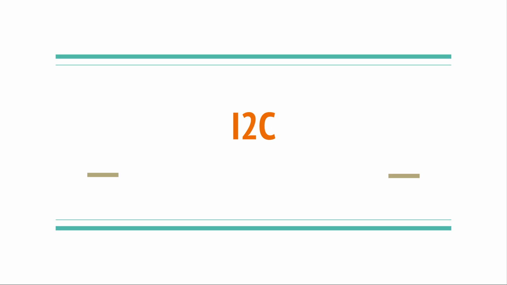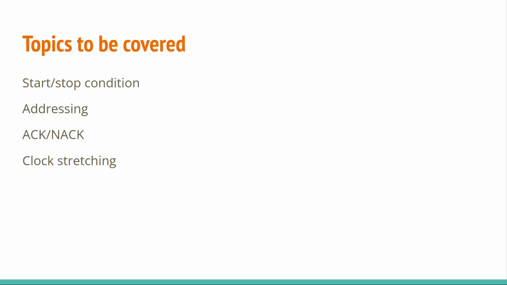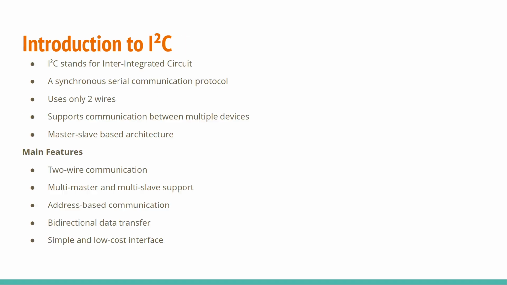In this video, we are going to see about I2C communication. Before I2C communication, we have discussed about UART and SPI. So the topics that we are going to cover in this video are the start and stop conditions, how the addressing is done, NACK and ACK, clock stretching, along with the basics of I2C and how the data frames look.